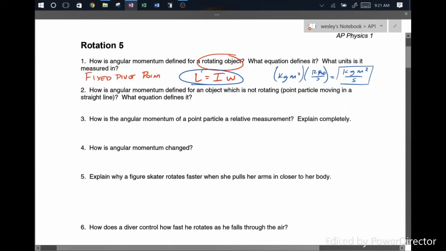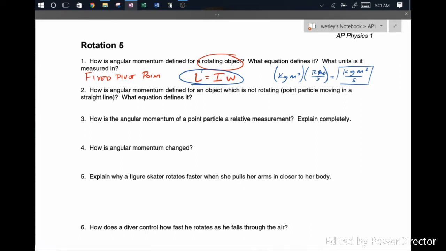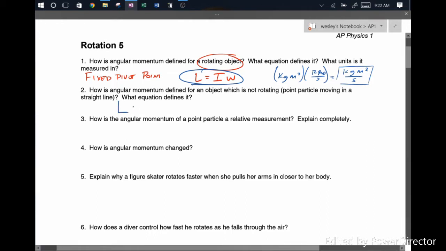How is angular momentum defined for an object which is not rotating? So this is a point particle moving in a straight line. Okay, so for that, L is going to be equal to mva. And A is the kind of tricky part here. A is the straight line distance between our line of action and whatever the reference point or the pivot point for the system is.